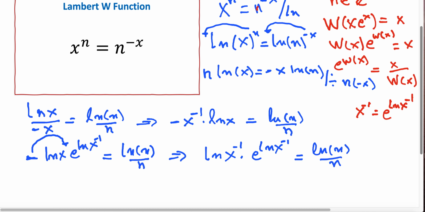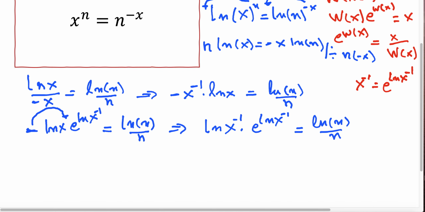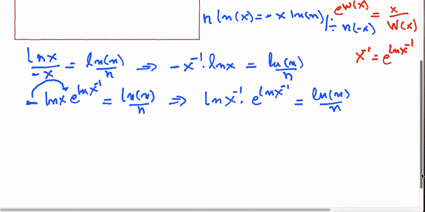So we are here now. Let me go a little bit down to make some space. Since I am in this position here, I am going to take the Lambert W form on both sides.